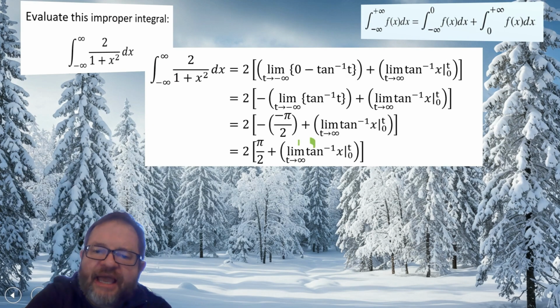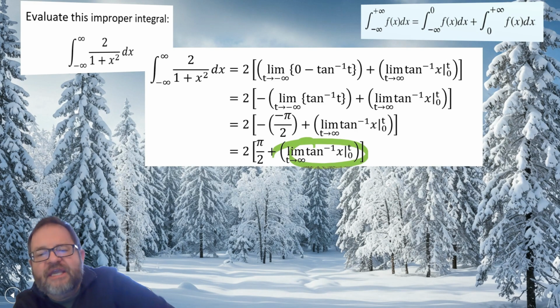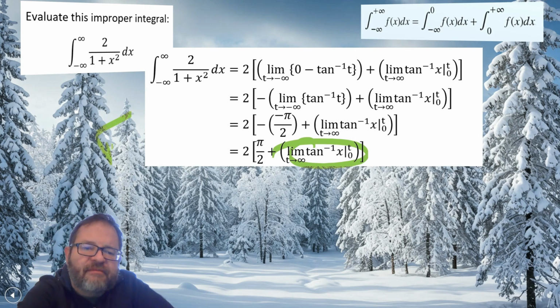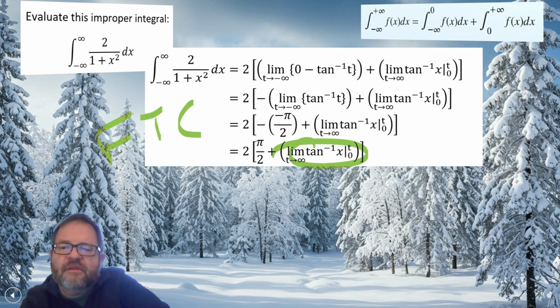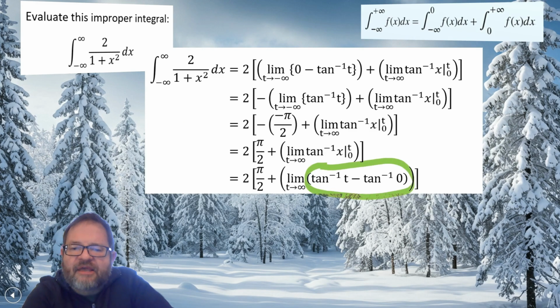Well, now we got this guy. The limit as t goes to infinity of the inverse tangent of x evaluated at t and 0. Well, this is another fundamental theorem of calculus thing. So we're going to plug in the ending point minus plug in the starting point. So it's the limit of plugging in the ending point, so we put the t in, minus, and then plugging in the starting point.